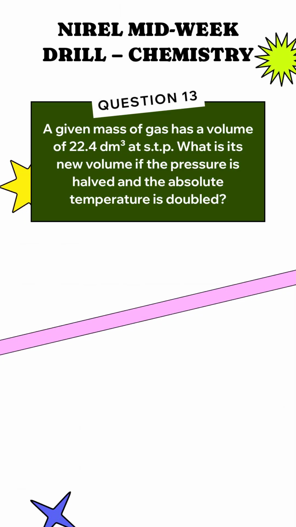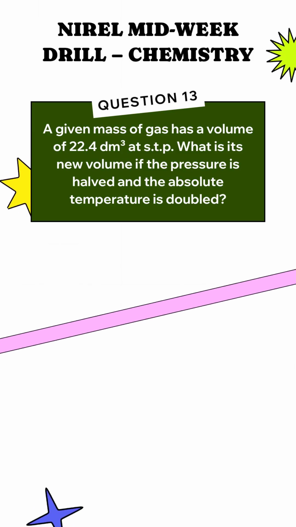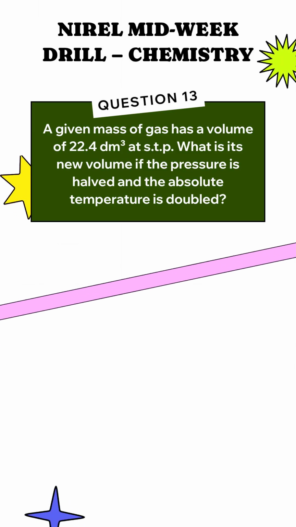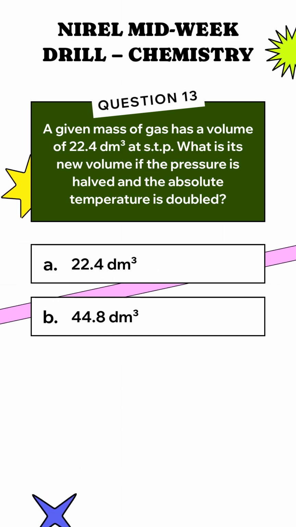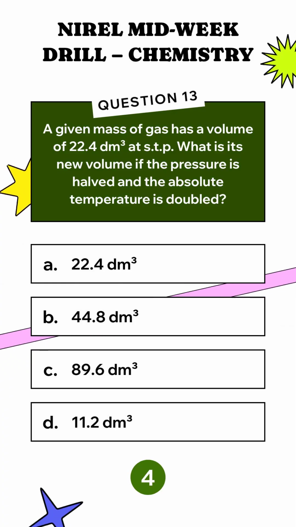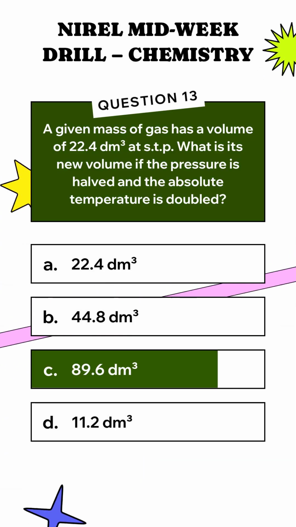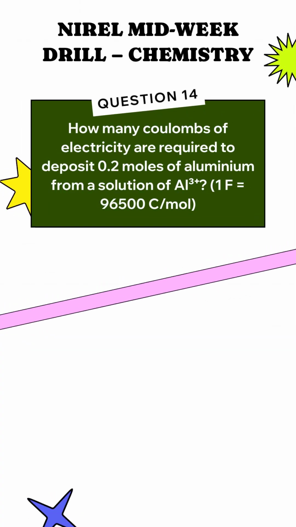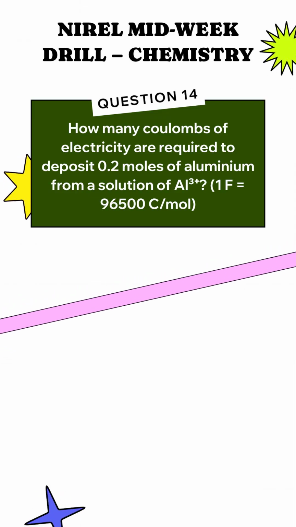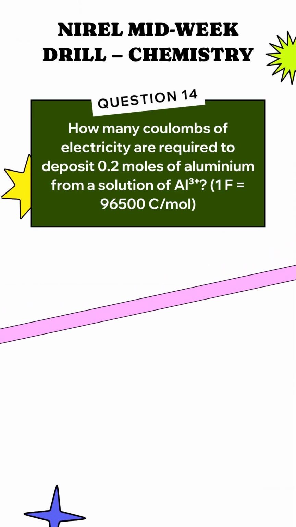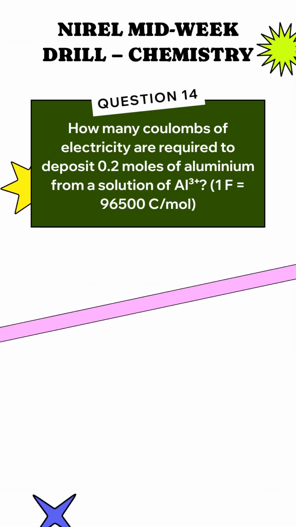A given mass of gas has a volume of 22.4 cubic decimeters at standard temperature and pressure. What is its new volume if the pressure is halved and the absolute temperature is doubled? How many coulombs of electricity are required to deposit 0.2 moles of aluminium from a solution of Al3+? Given 1 Faraday equals 96500 coulombs per mole.